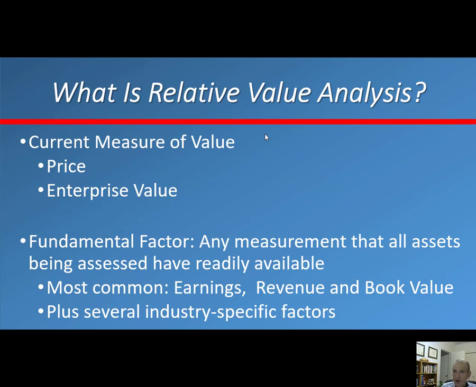Well, current measures of value that we will use are price and enterprise value. Price is the value of the company to the stockholders. Enterprise value, anytime you see enterprise value, that is the value to the stockholders and the bondholders together. So price is just stockholders. Make sure you get this in your notes. Price is just stockholders. Enterprise value is both stockholders and bondholders.